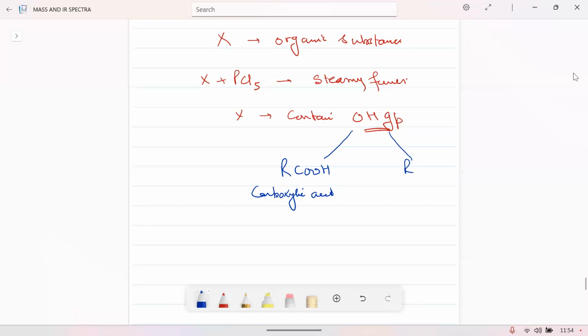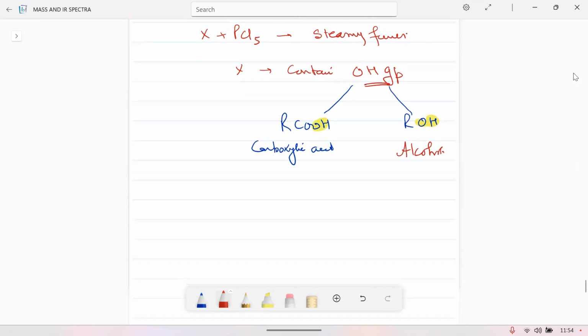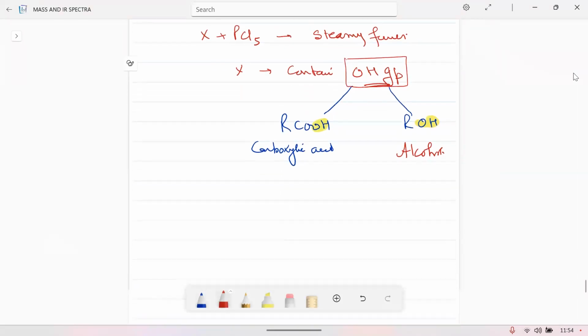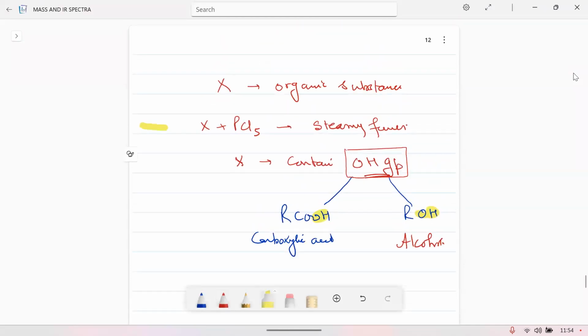Or it is due to the alcohol, the OH. Remember, the reaction with the PCl5 is to identify the OH group. So both of them contain OH. So it means this X is not an aldehyde, not a ketone, not an ester, not an ether, not any other organic compound. It is either the carboxylic acid or the alcohol. So you are able to identify this OH group is present in X from one of the tests. This test was given to us and you have to infer this, conclude this.